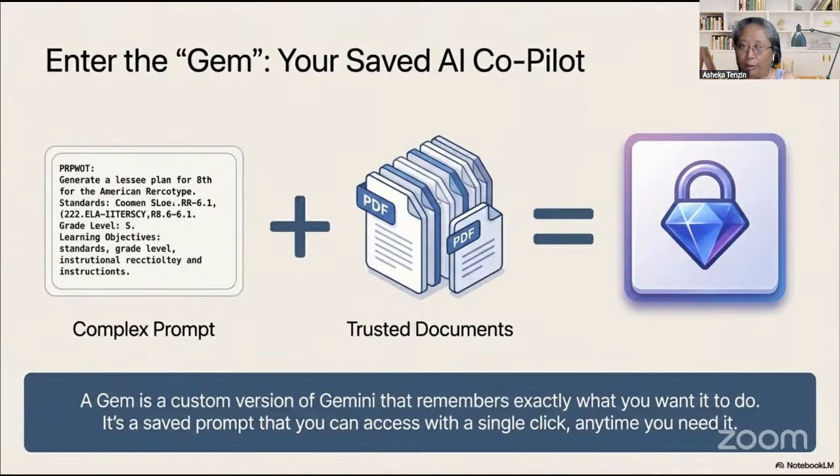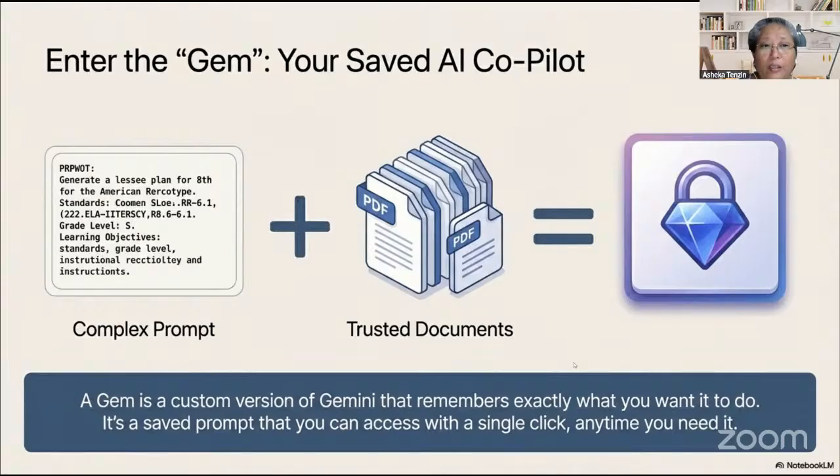The trusted documents plus your prompt, added together, will create a Google Gem. You can see the picture of a gem here. So what is a gem? A gem is a custom version of Gemini, where you chat, but it will remember exactly what you want it to do. It is a saved prompt. With a single click, you just write your question and it will create your task.